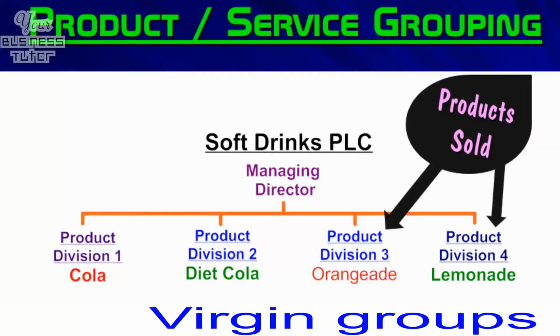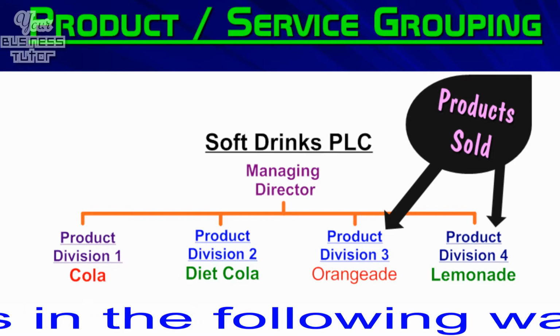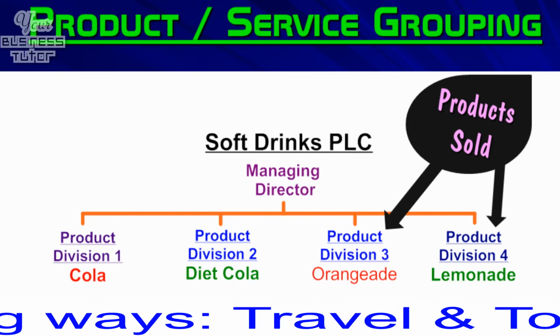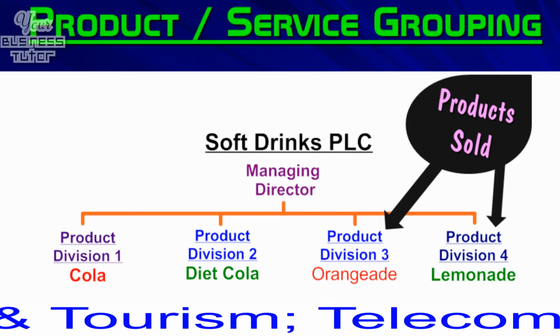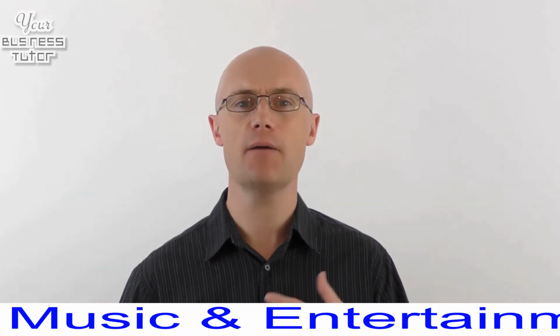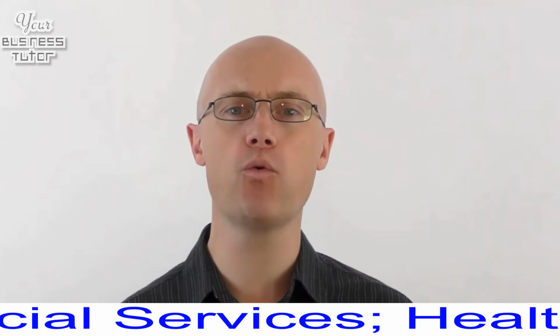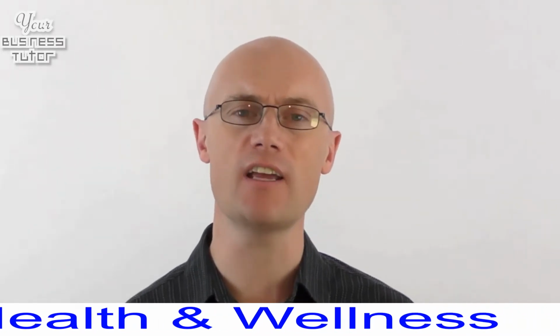Product service grouping is when an organisation allocates its staff to divisions based on the products or services the business sells to its customers. For example, as can be seen in the diagram, this particular soft drinks company has 4 product divisions: cola, diet cola, orangeade and lemonade. Now, because each division is selling its own product, it means the divisions can run independently of each other. Everything required to make and sell each drink exists within each separate division.